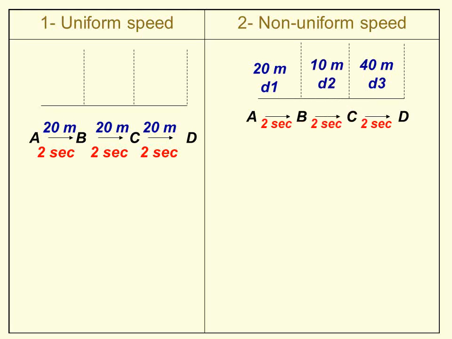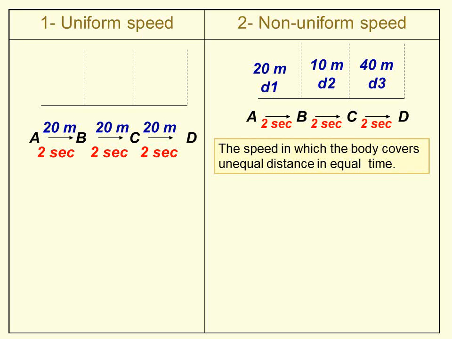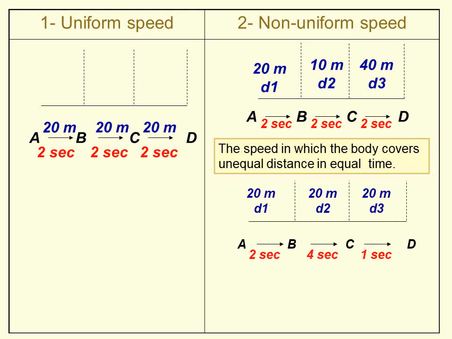Okay, we have here another object moving from A to B. It moves distance 1, 20 meters in 2 seconds, and distance 2, 10 meters in 2 seconds, and the last one, distance 3, 40 meters in 2 seconds. So we have speed in which the body covers unequal distance in equal time.